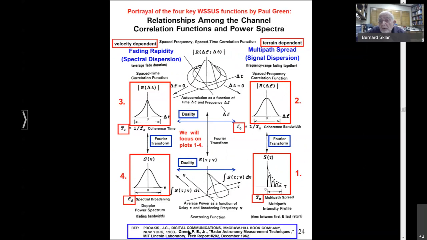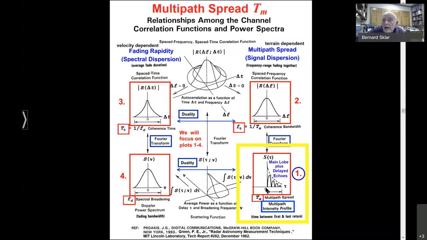But the people who came up with this in 1962 and 1963, Phil Bello and Paul Green, this is basically the way they described it. This is the channel characteristics, and so the power density spectra and the correlation functions of the channel.